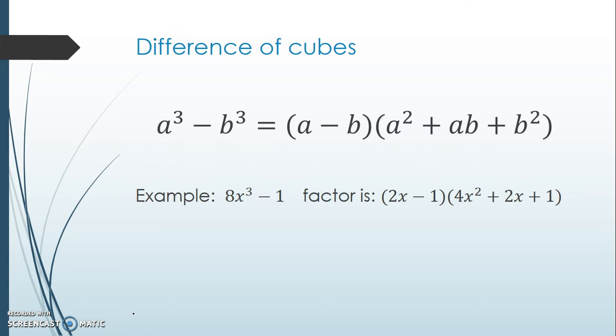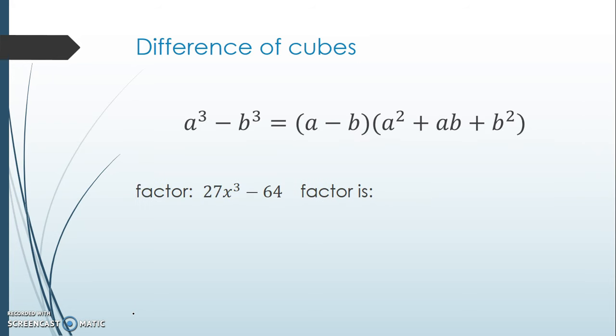So here's the formula for difference of cubes. We have a to the third minus b to the third, so anything to the third minus anything to the third, equals a minus b times the quantity a squared plus ab plus b squared. We have this example just to give you an idea: 8x to the third minus 1. 8 is 2 cubed, so we get 2x minus 1, and because the cube root of 1 is 1, after we take out the 2x minus 1, we get 4x squared plus 2x plus 1.